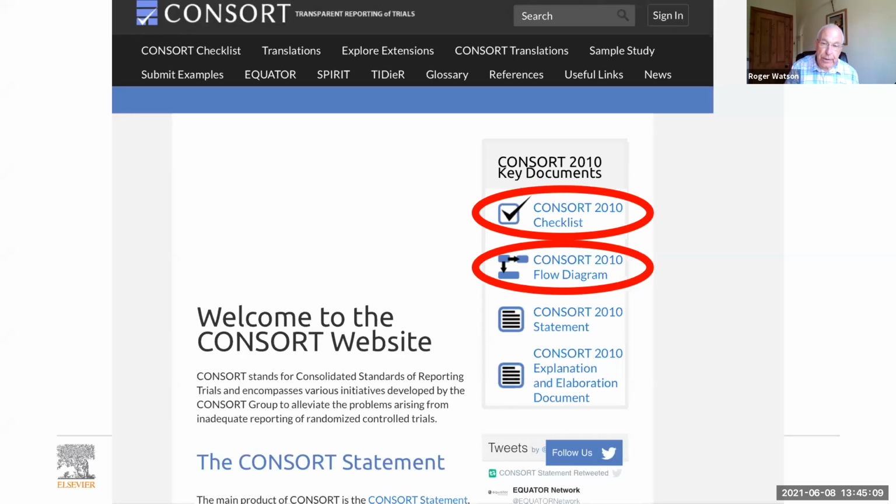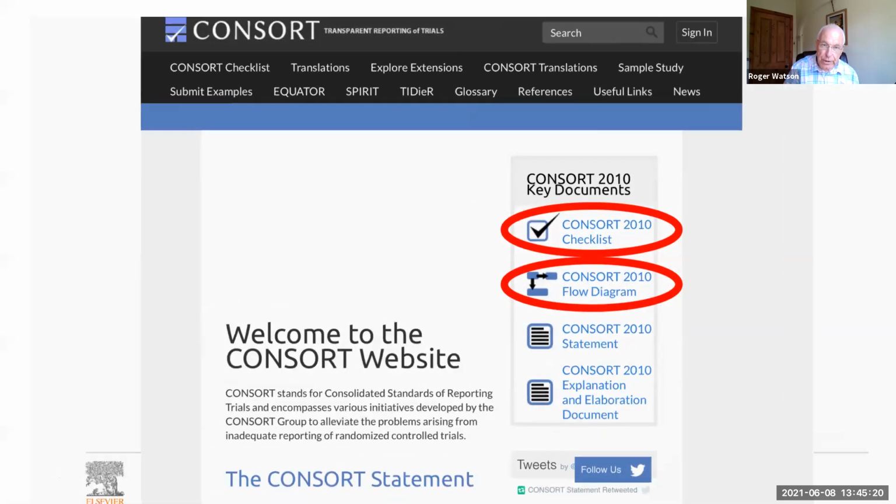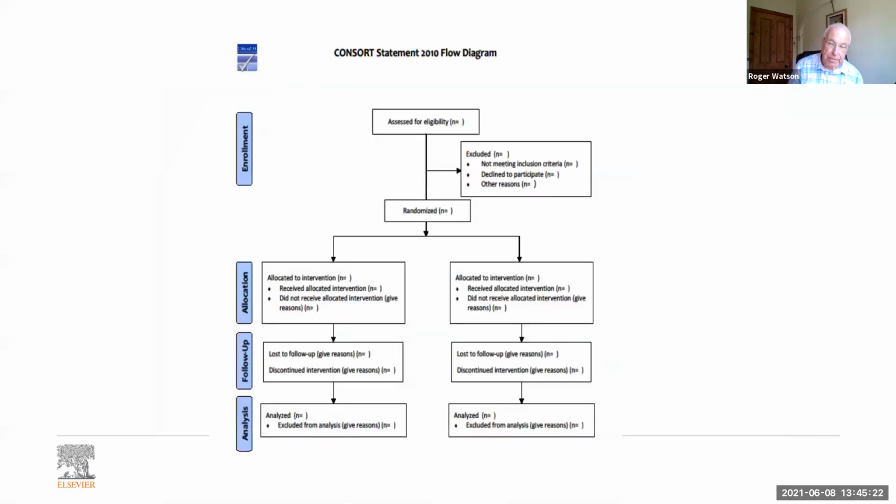Now, I'm not going to go into the CONSORT checklist in detail here. It's got 25 items on it, but I'm going to mention one of the items from that in just a minute. But the CONSORT flow diagram is something that will be very familiar to most of you. You've got to use this to account for every person who could have been in your study and who ended up completing the study, and it allows you to do what's called intention to treat analysis. And that's very much favored by most journals.